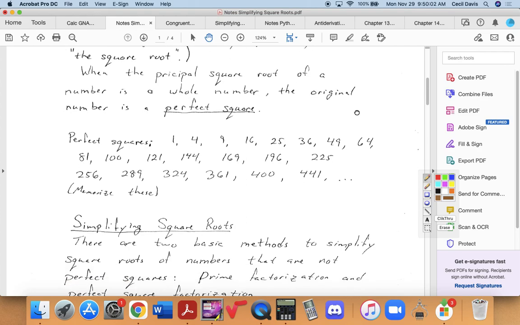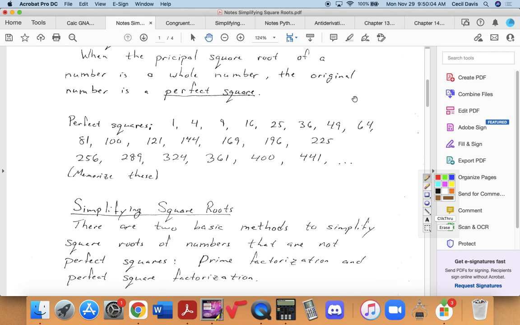When the principal square root of a number is a whole number, the original number is called a perfect square. Again, it really should be called a perfect square number, but that was too many words, so people just shortened it to perfect square. Here is a list of some perfect squares.